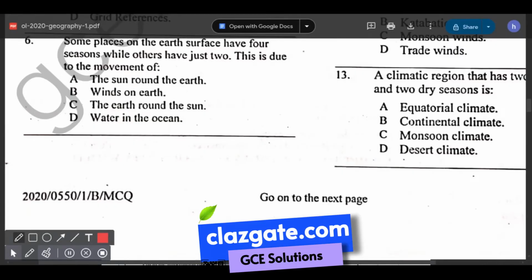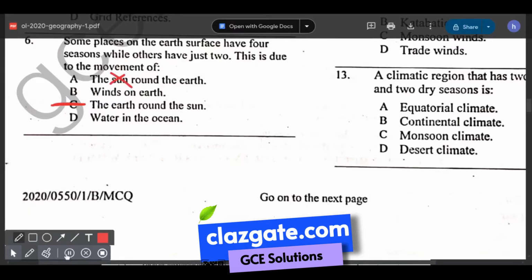The earth tilts on its axis and travels around the sun, which causes seasons to change. So the earth moves around the sun. The answer is C, because the earth moves around the sun and it causes seasons to change. The sun does not move. That's why the other answer is the wrong one.